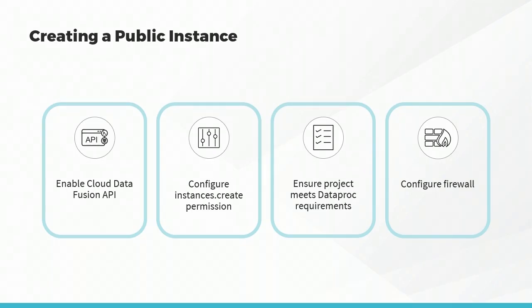And that allows incoming connections on TCP port 22 for SSH from any source to any instance in the network. You want to make sure that you allow ingress on TCP port 22 and that the rule exists in the network used by your Cloud Data Fusion instance. So you have to make sure that you create that rule for this to work properly.